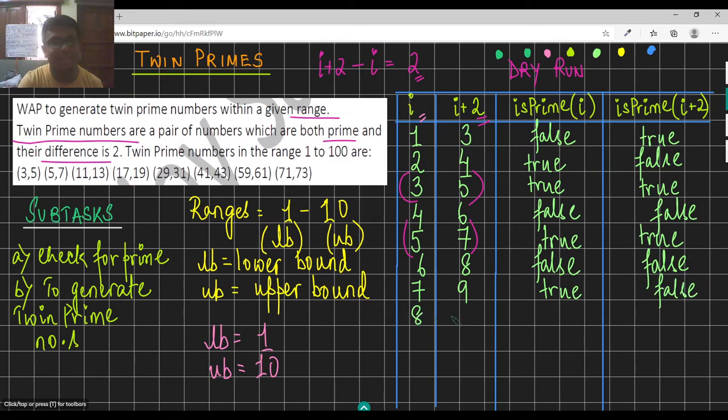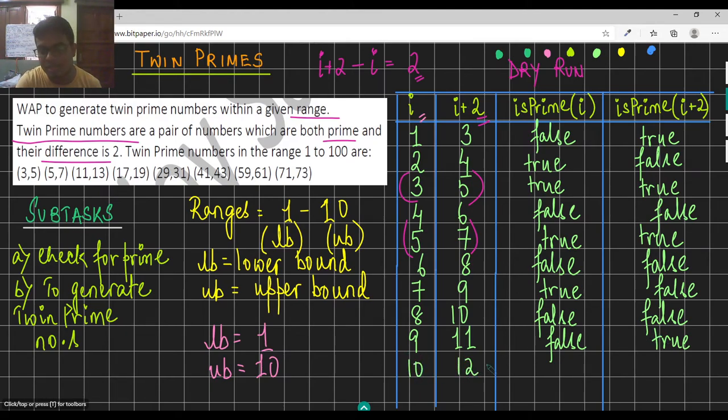The next number is 8. 8 plus 2 is 10, and both of them are not prime numbers, hence they do not form a twin prime pair. The next number is 9. 9 plus 2 is 11. And 9 is not a prime number, but 11 is. But still, they do not form a twin prime pair. Then, moving on to 10, the next number in sequence is 12, and they both are not prime numbers.